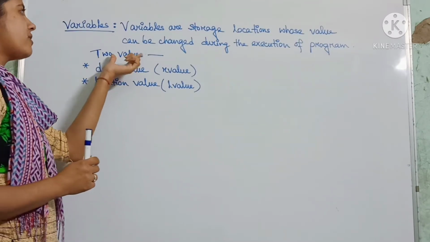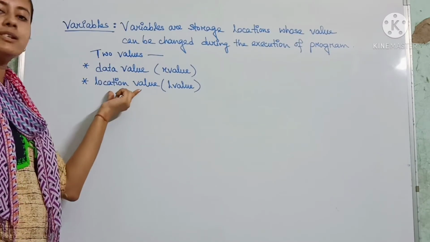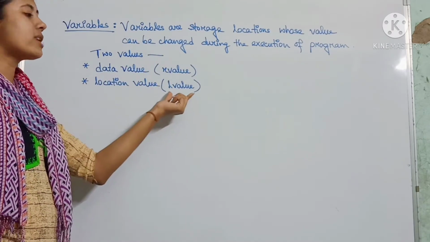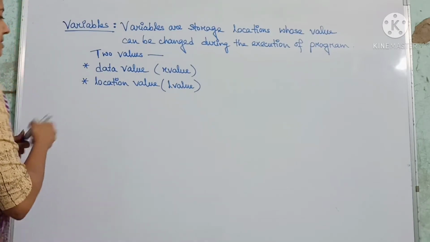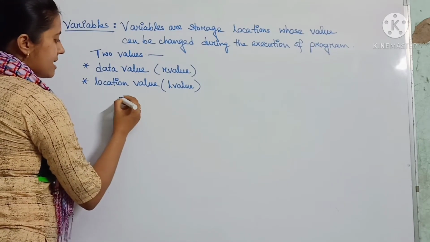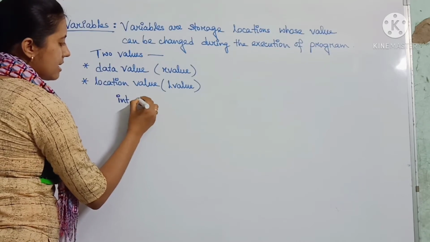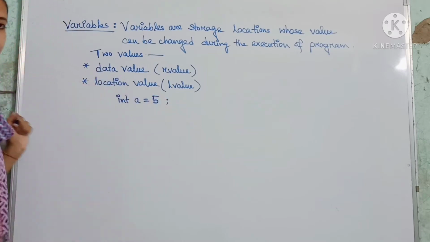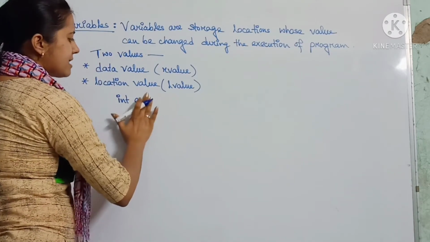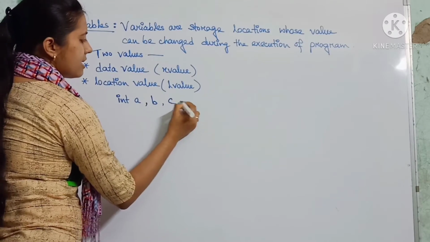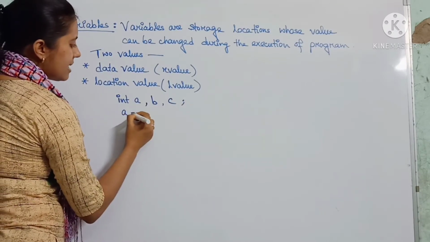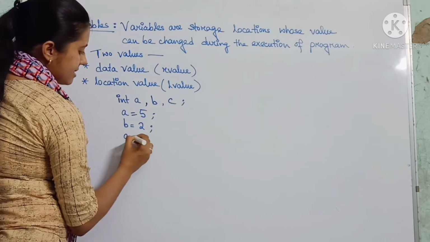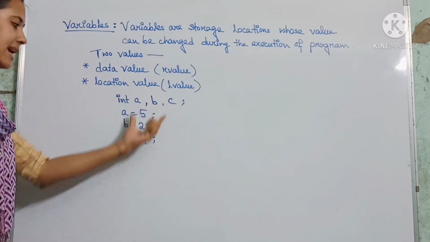Okay? So there are 2 values basically of variables. One is data value, one is location value. Data value can also be referred to as R value and location value can also be referred to as L value. Now what does this mean? Suppose I am assigning a variable int a equal to 5. I am assigning 5 to this variable. Suppose I am writing like this, int a, b, c. Now I am assigning a the value 5, b's value is 2 and c's value is 4. This I have assigned.